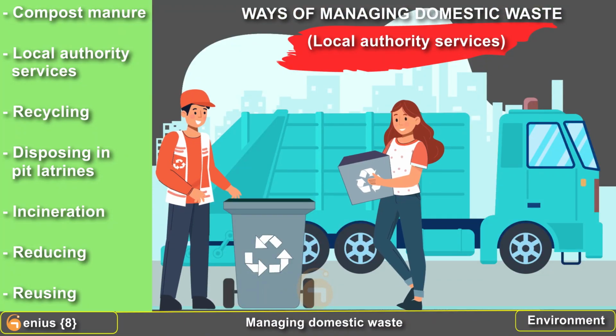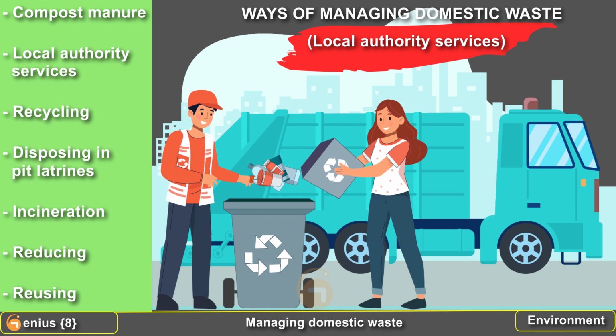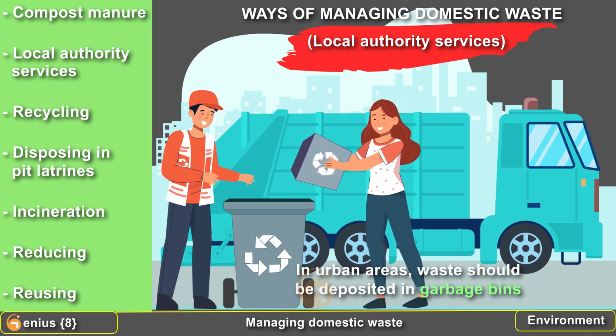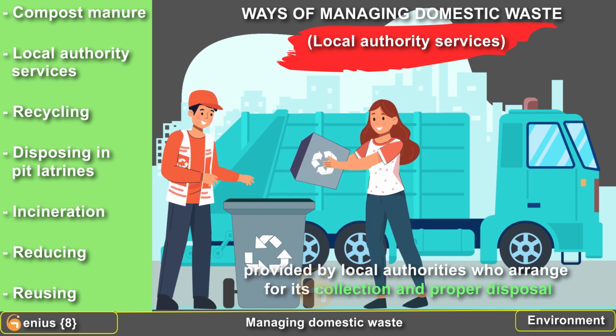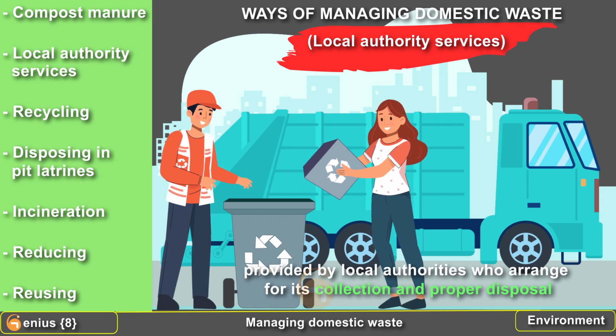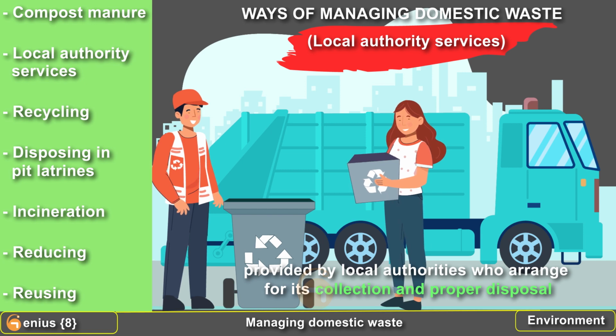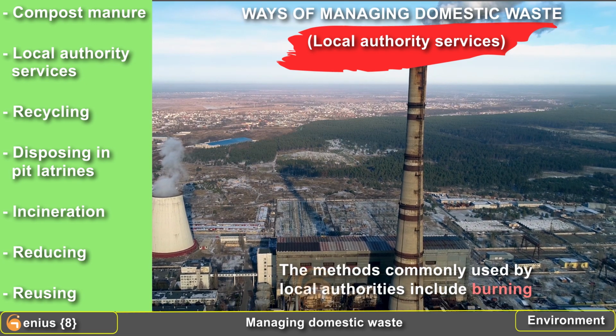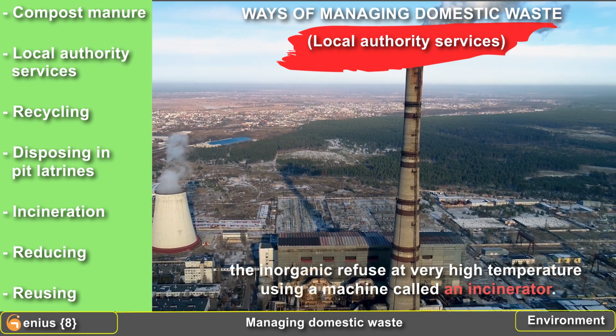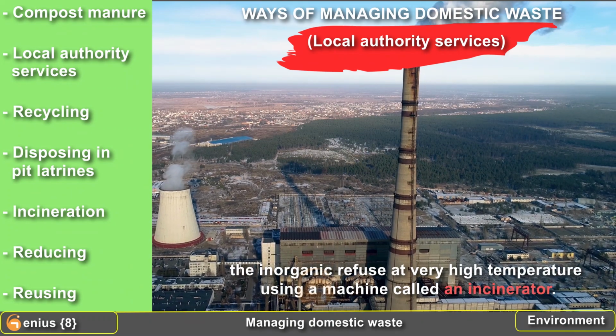Using local authority services. In urban areas, waste should be deposited in garbage bins provided by local authorities who arrange for its collection and proper disposal. The methods commonly used by local authorities include burning the inorganic refuse at very high temperature using a machine called an incinerator.